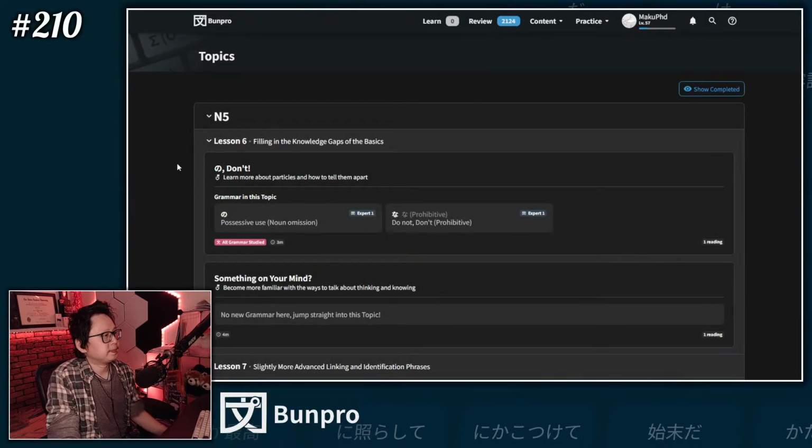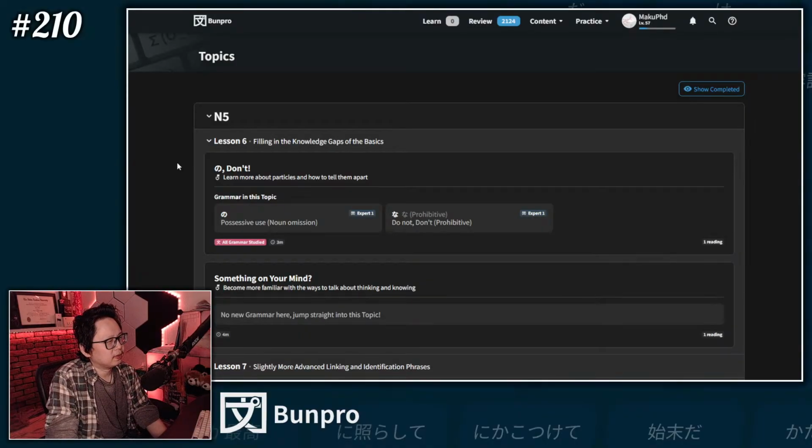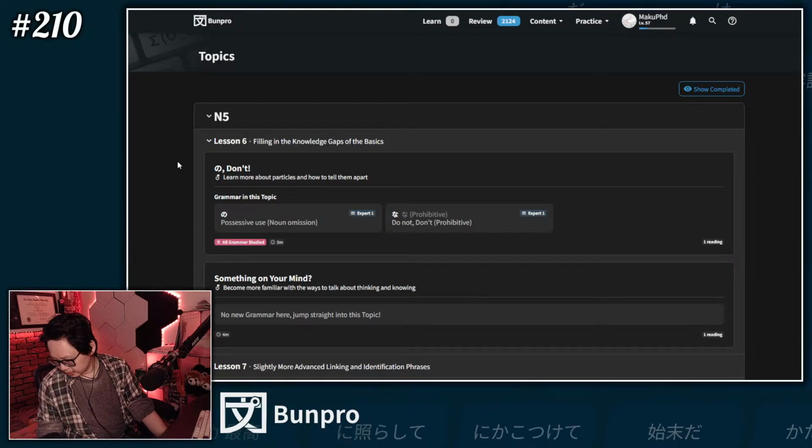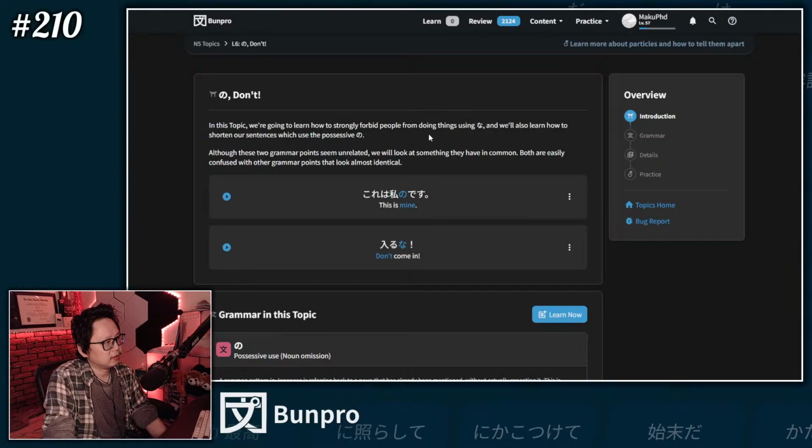Let's see. No, as in don't. Learn more about particles and how to tell them apart. No, possessive, sure. And not prohibited. Prohibitive. Right, as opposed to not the emphasis. I wonder if they're going to draw a contrast with all the others. In this topic, we're going to learn how to strongly forbid people from doing things using na, and we'll also learn how to shorten our sentences with no, which use the possessive no. Although these two grammar points seem unrelated, we will look at something they have in common. Both are easily confused with other grammar points that look almost identical.